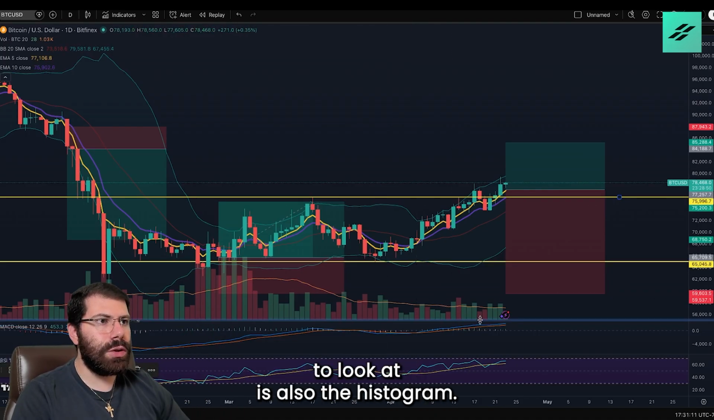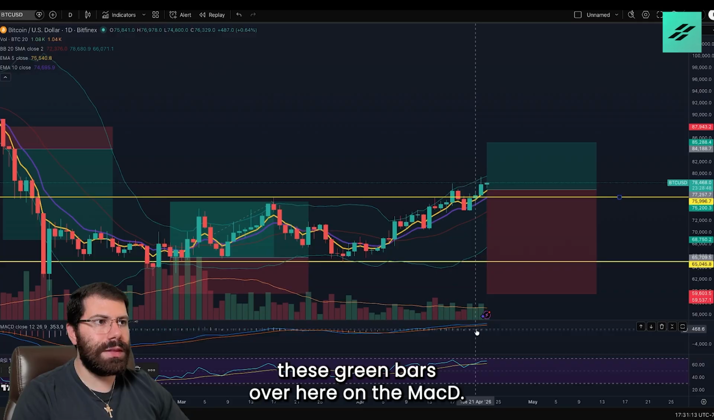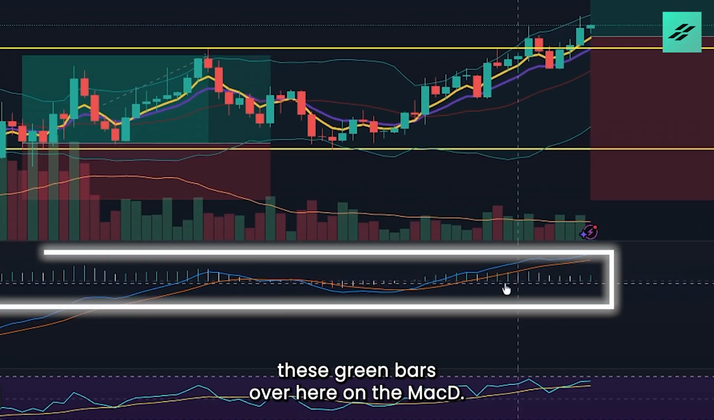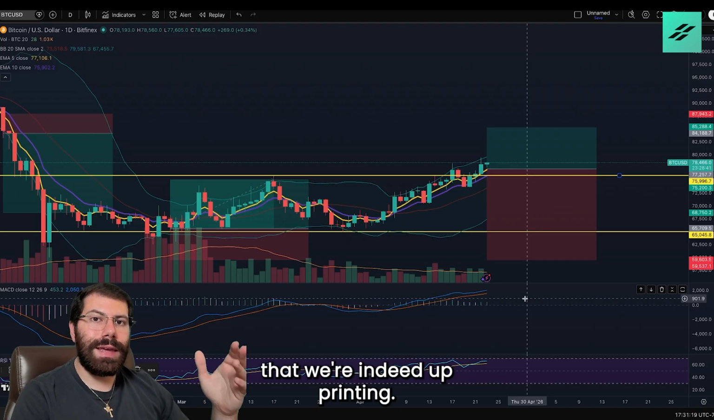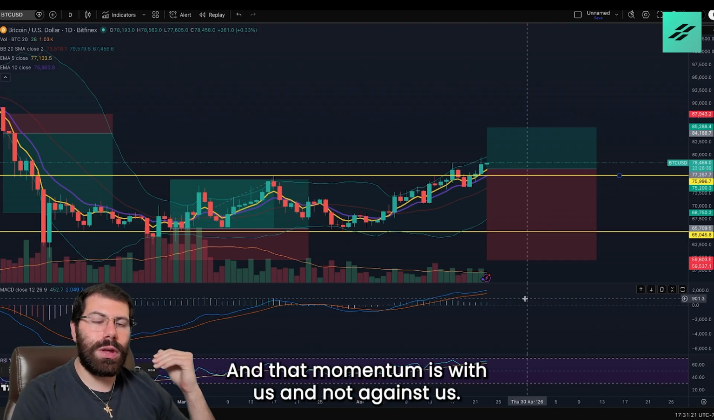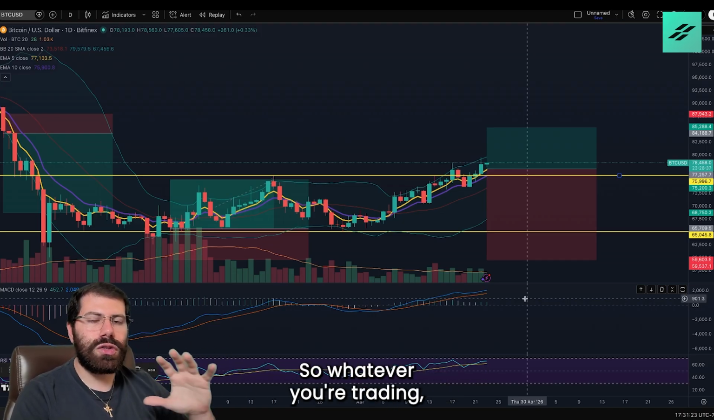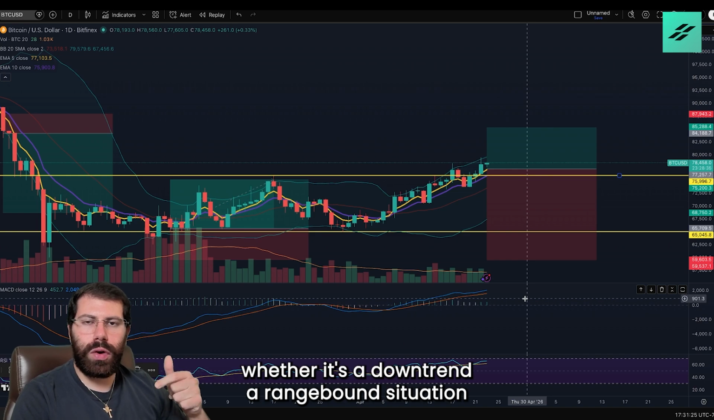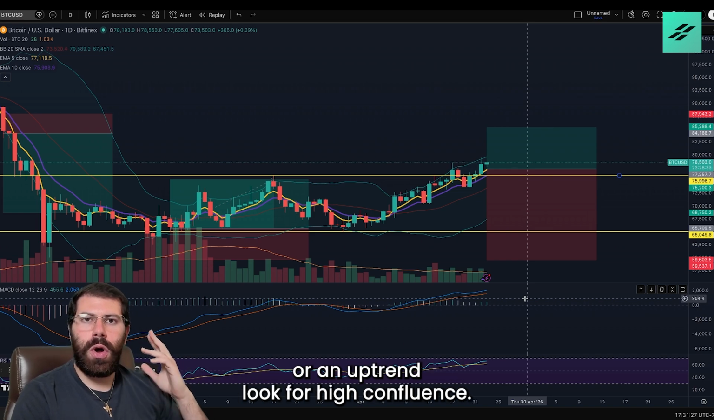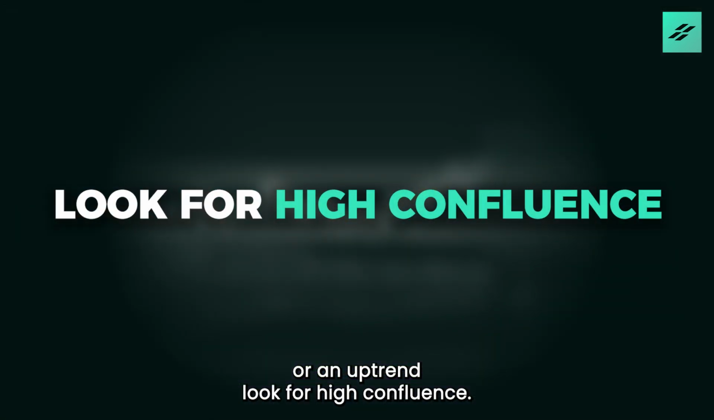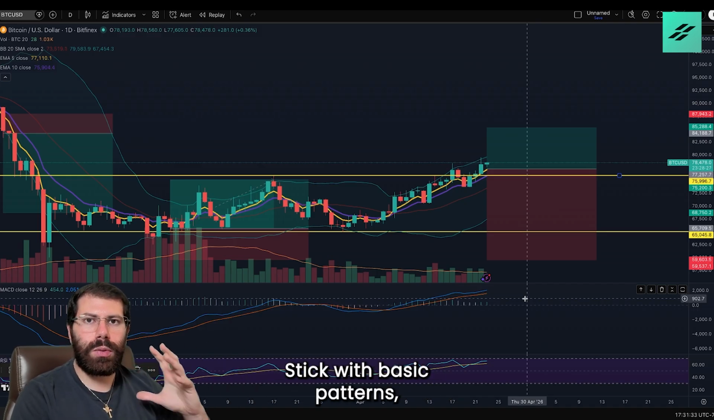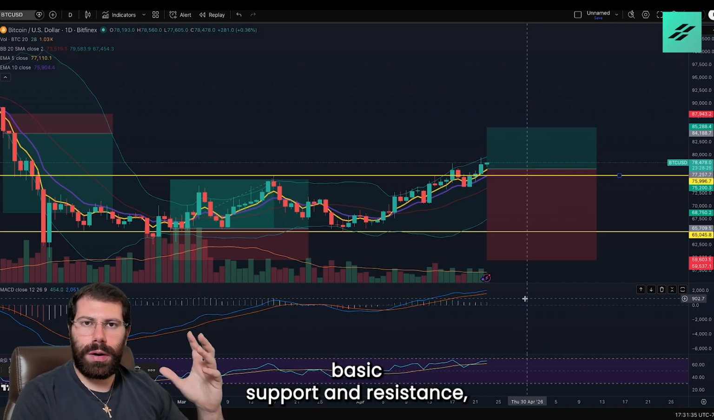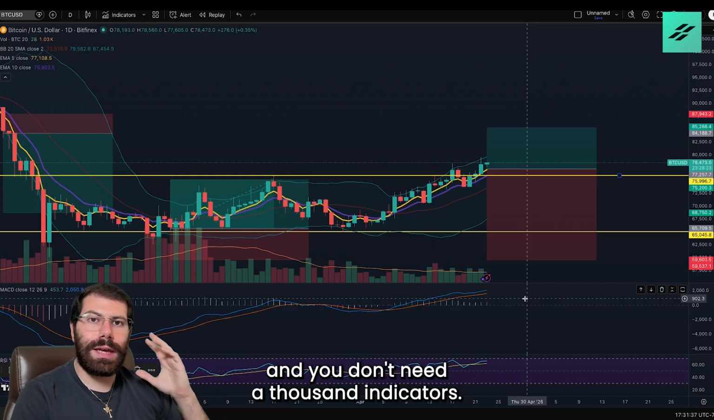So another thing to look at is also the histogram. These are going to be these green bars over here on the MACD. This is further confirmation that we're indeed uptrending and that momentum is with us and not against us. So whatever you're trading, whether it's a downtrend, a range bound situation, or an uptrend, look for high confluence. You don't need to draw 1,000 things on your chart. Stick with basic patterns, basic support and resistance, and you don't need 1,000 indicators.